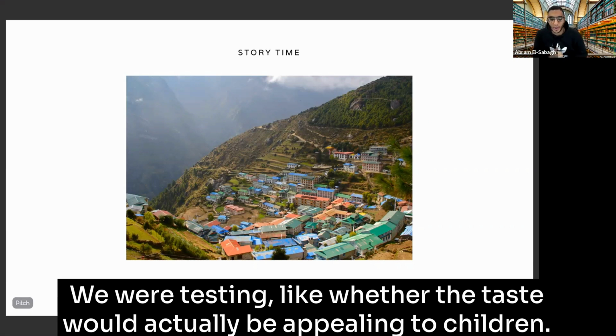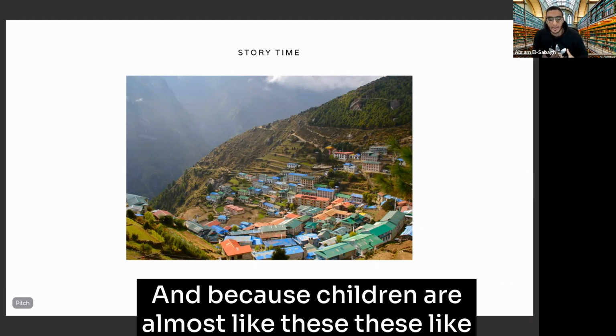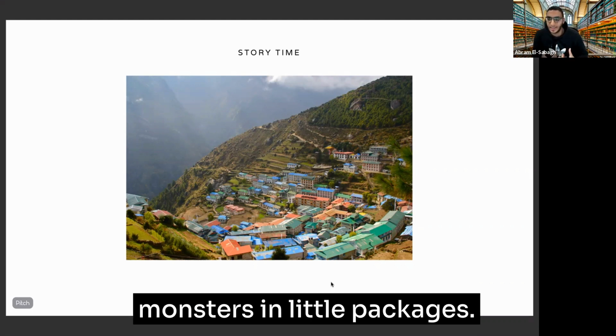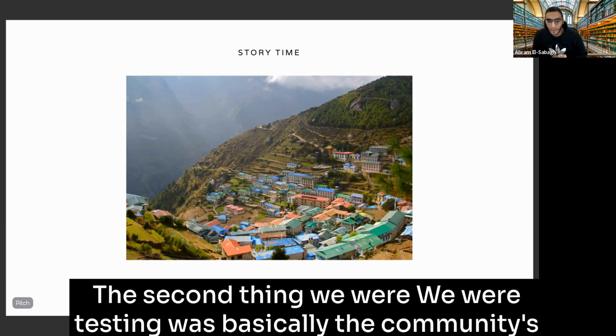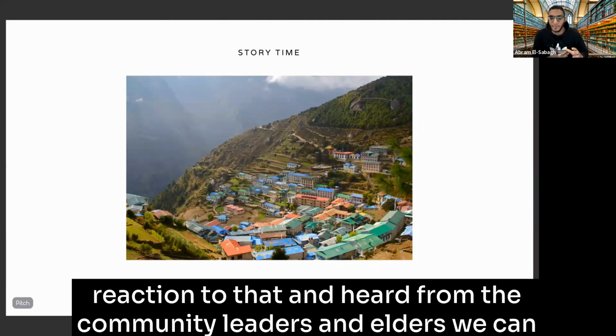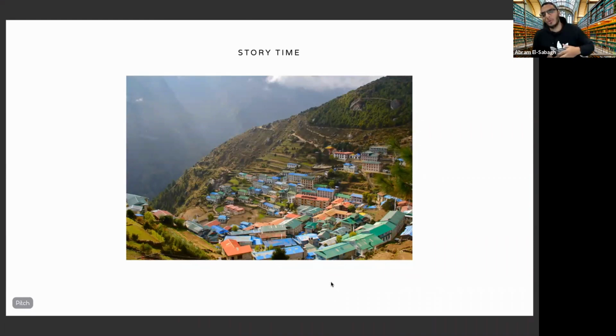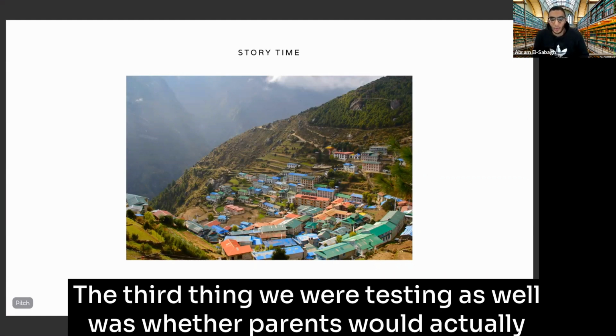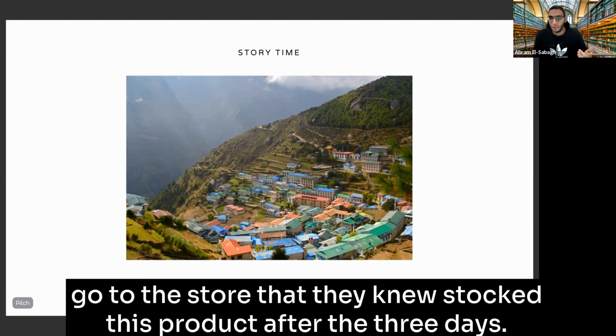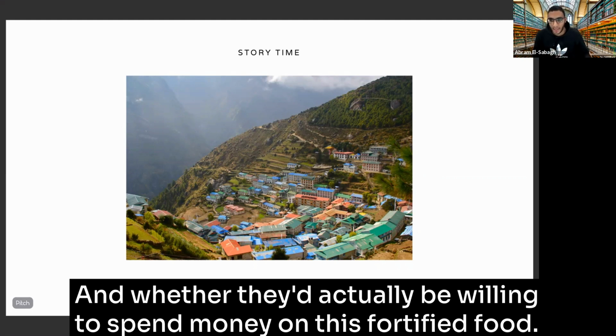We were testing whether the taste would be appealing to children. Children are almost like monsters in little packages, because if they really like the taste, they can apply a lot of pressure. The second thing was the community's reaction, and which community leaders and elders could help by getting behind this. The third thing was whether parents would actually go to the store that they knew stocked this product after the 3 days, and whether they'd be willing to spend money on this fortified food.